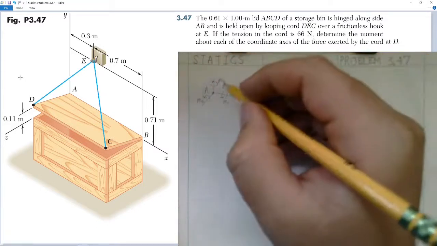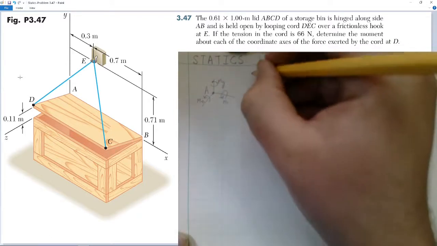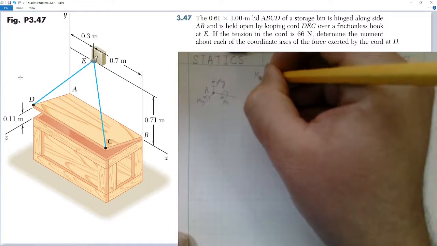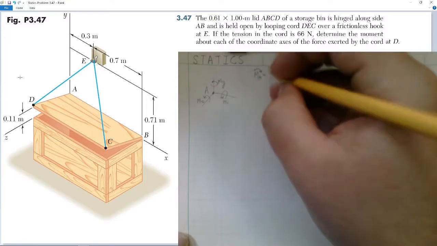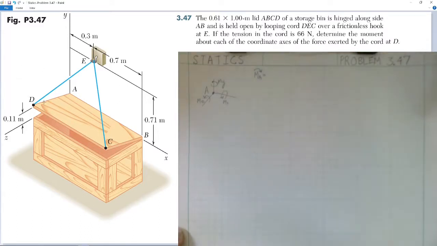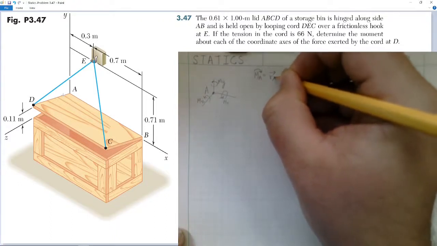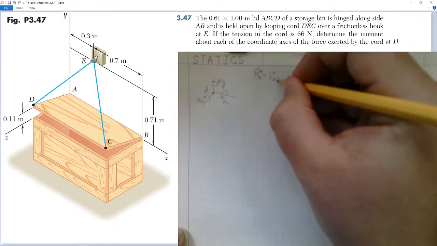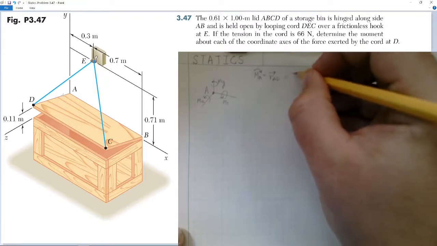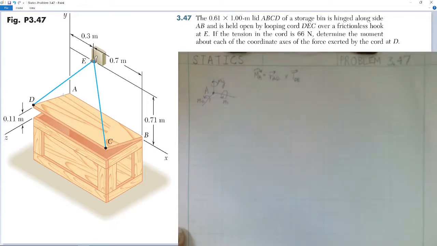To find these scalar components, we'll have to find the moment at point A. We can find this by doing a cross product of the vector going from point A to a point where the tension is being applied. In this case, it helps to use point D. So the moment around A is equal to the cross product of the position vector going from A to D crossed with the tension vector at D going to the hook at E.